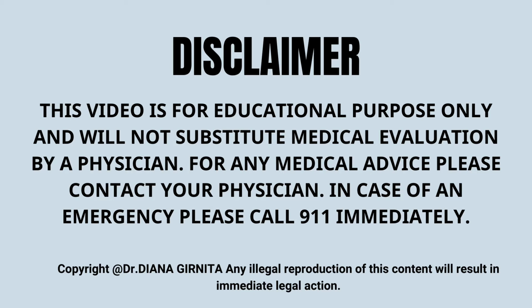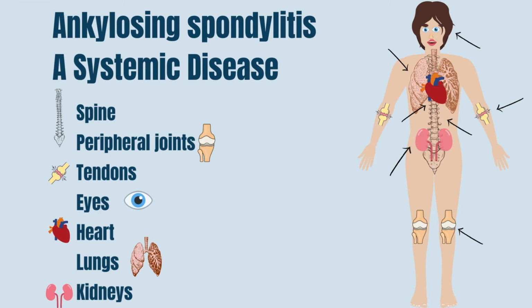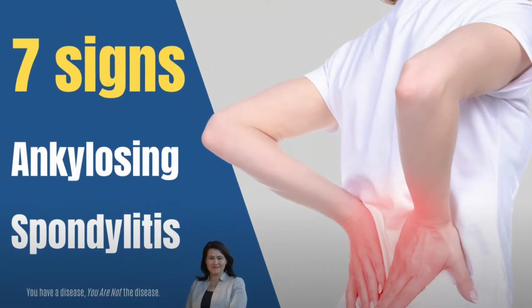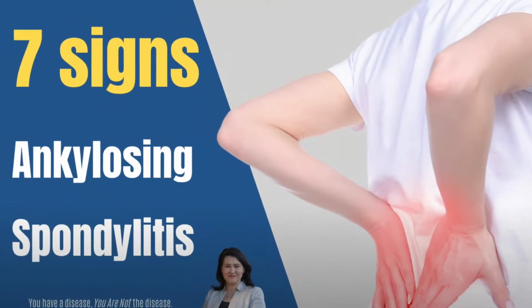Ankylosing spondylitis is a type of inflammatory arthritis that can affect the spine, the peripheral joints, and the tendons, but it also can affect other organs like your eyes, your heart, your lungs, or kidneys. Most patients that develop AS are young and their symptoms start gradually over the course of weeks or months. If you want to learn more about the most common symptoms of AS, watch this video in my channel.